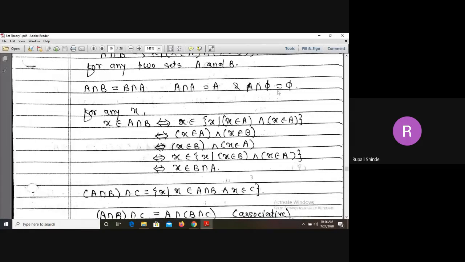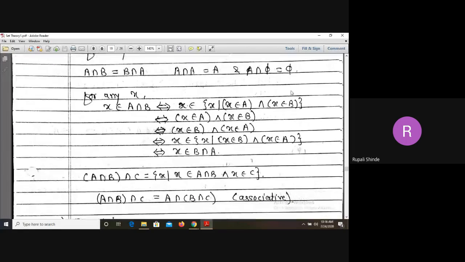So again, there would be some elements in set A, but set phi means what? It is an empty set. That's why nothing will be there. So if you take intersection, if you are looking for the common elements between A and phi, ultimately it will give you phi only because phi is an empty set. So if you take intersection of any set with phi, all the time you will get phi only. Okay, because phi is an empty set.